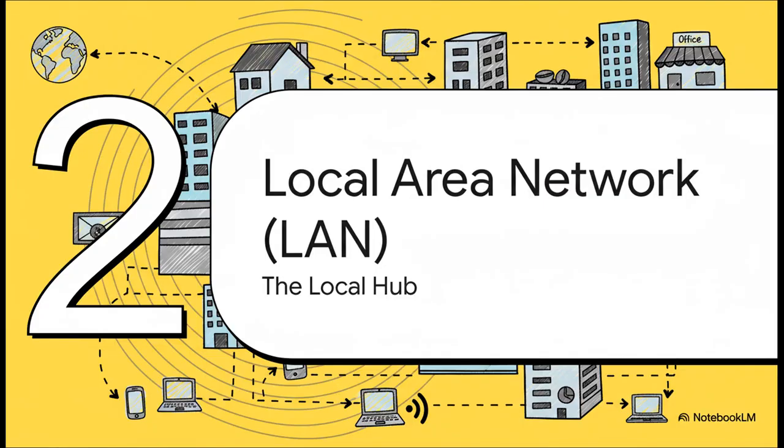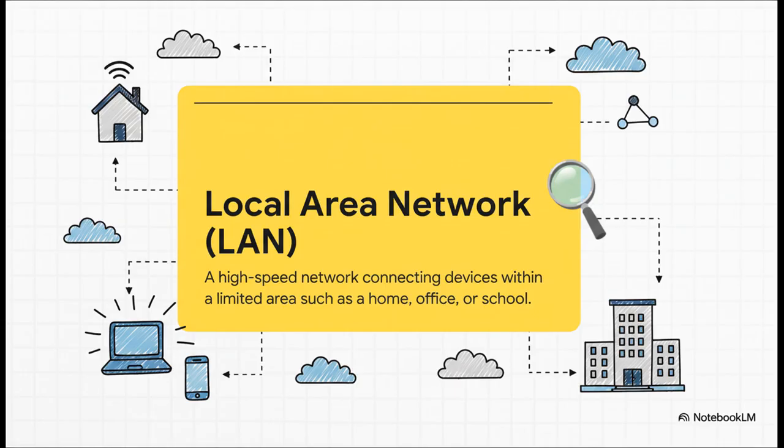Okay, now let's zoom out a little from our personal bubble to what we can call the local hub. This is the local area network, or LAN, and this is where things start to get a little more familiar for most of us. A LAN connects all the devices inside a limited area. So think of your house, your office building, or your school. This is the network that probably pops into your head when you hear Wi-Fi, or think about plugging in one of those old-school Ethernet cables. It's a high-speed connection built for one specific contained place.